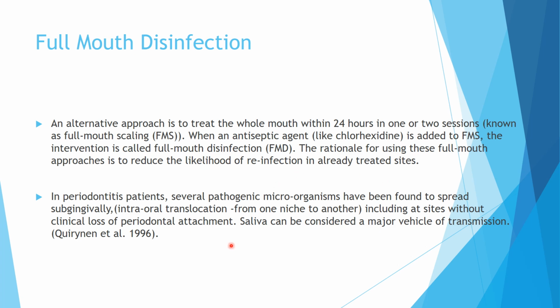So, what is the background for this? In periodontitis patients, as you know, there are several pathogenic microorganisms. These have been found to spread subgingivally. So there is always a chance of intraoral translocation from one site to another, including to sites without clinical loss of periodontal attachment. The main vehicle of transmission will be saliva. This was found out by Quirynen in 1996.